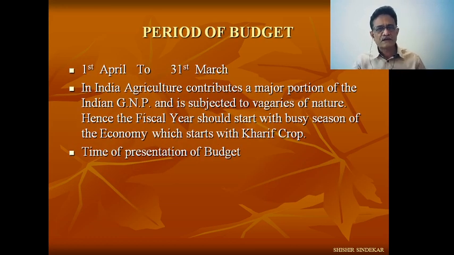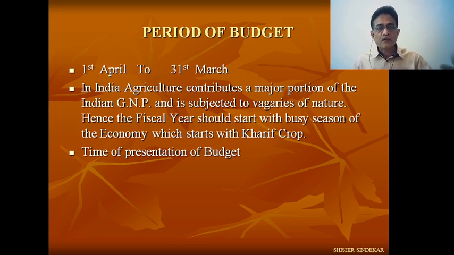Okay, now coming to the next area, what is the period of the budget? It is expected that the financial year in India, again I must say in India, is from 1st April to 31st March. Why is it so? It is simply because in India, agriculture contributes a major portion to the GDP or GVA, gross domestic product or gross value added, or GNP.